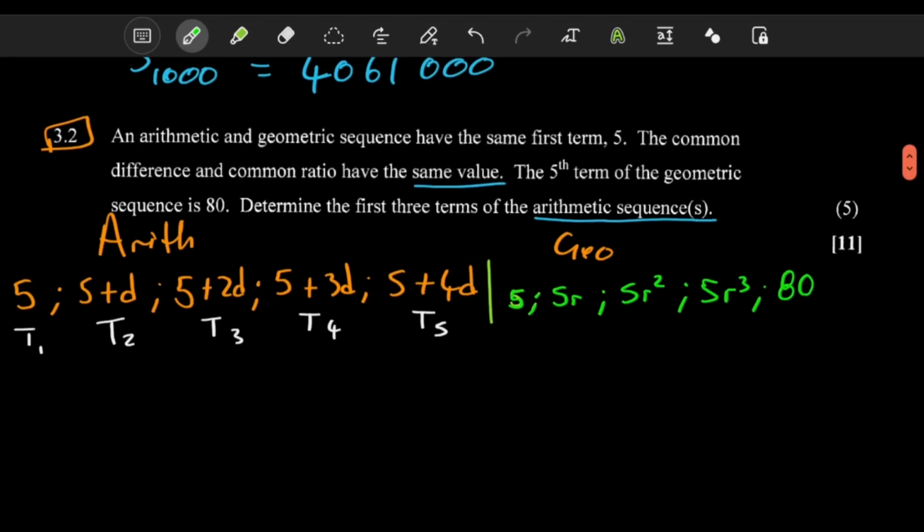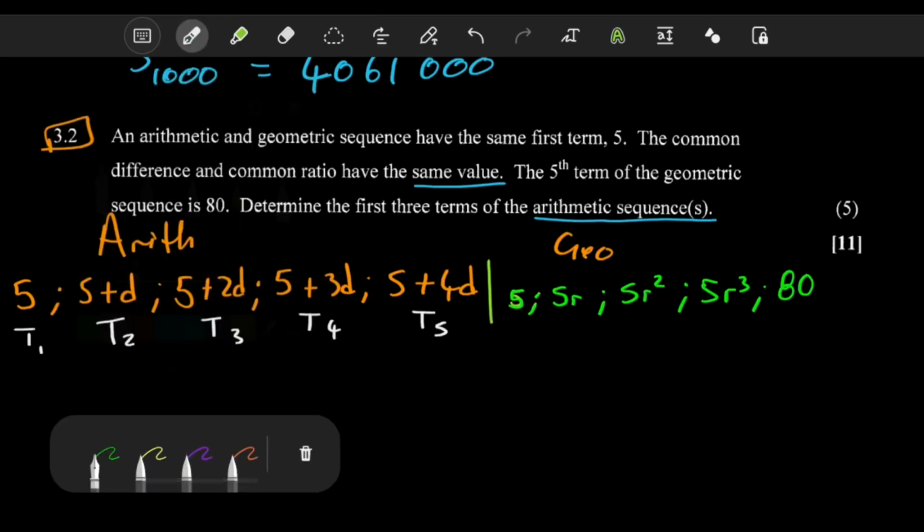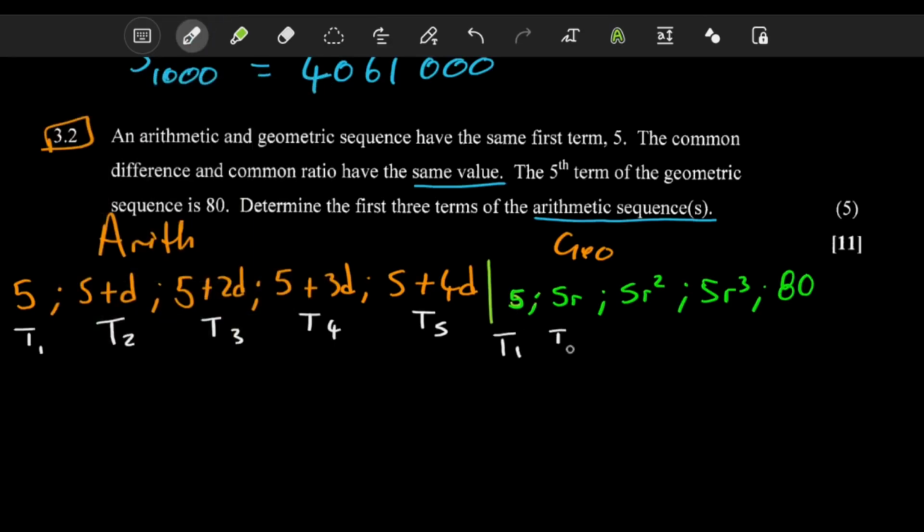So visually, according to the information you're given, this is what your sequences look like. You see, they say an arithmetic and the geometric sequence have the same first term, which is a 5. So they all have 5 as the first term. So even if I put T1, T2, T3, T4, and then T5. So it says here, the 5th term of the geometric sequence is 80. Good.